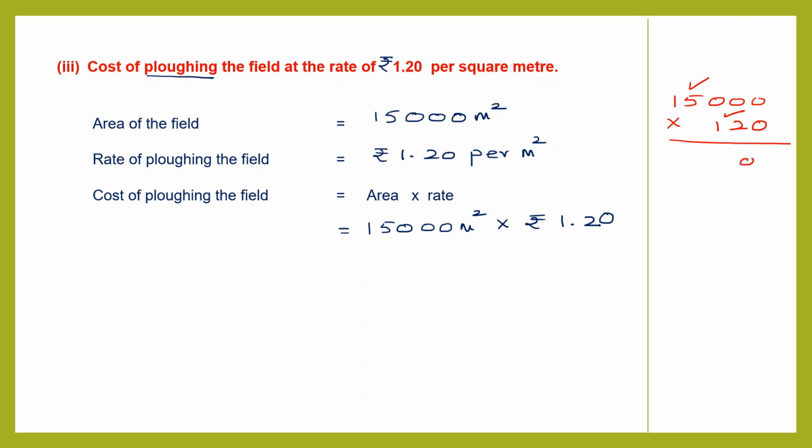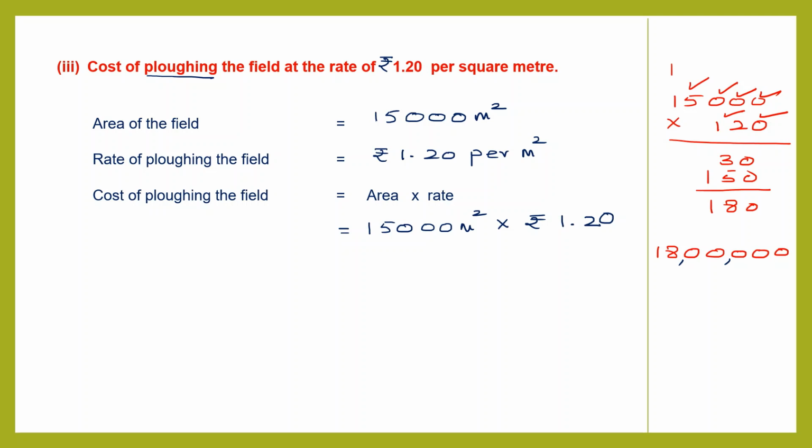2 5s are 10, carry 1. 2 1s are 2 plus 1, 3. Now the next step here is 1 5s are 5, 1 1s are 1. So we've only multiplied 15 into 12 just to make our multiplication easier. Now let's go back and count the number of zeros. 1, 2, 3, 4. So let me write 180 first and then put the 4 zeros. This is just to make our work easier. So when you put your commas in the right places, you get this answer, which is 18 lakh.